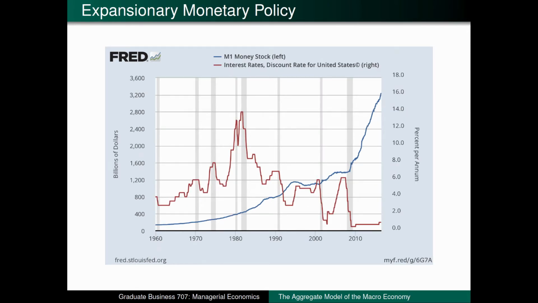As far as expansionary monetary policy is concerned, we could take a look at the value of M1 and the interest rate. Notice that the blue line, which is money supply, is increasing dramatically during the Great Recession, while at the same time, the red line, which is the interest rate, is decreasing. Both of these are consistent with the ramifications of expansionary monetary policy.